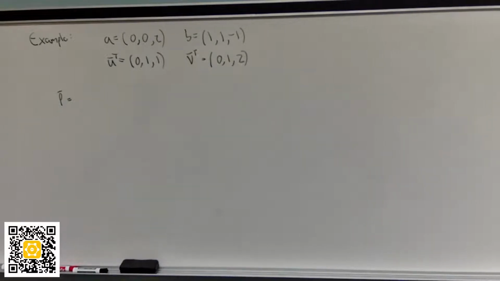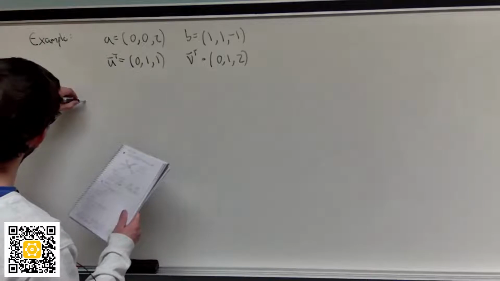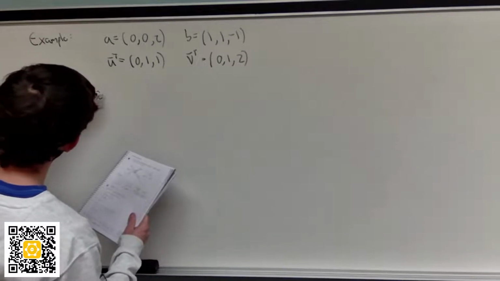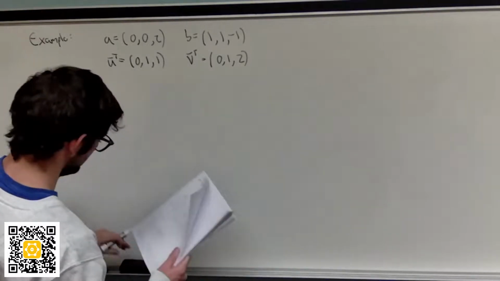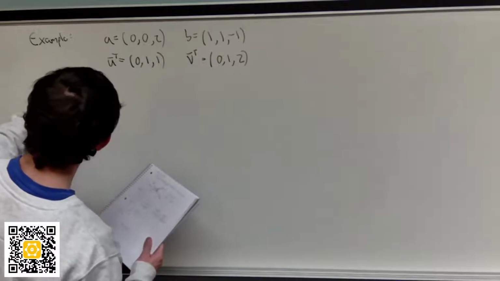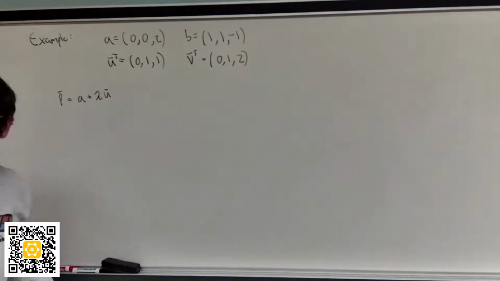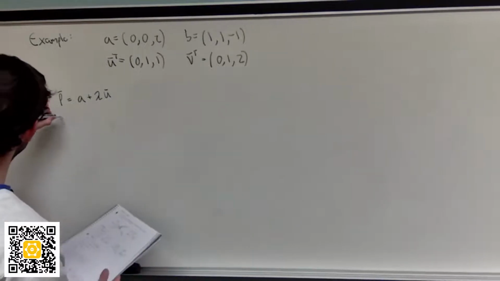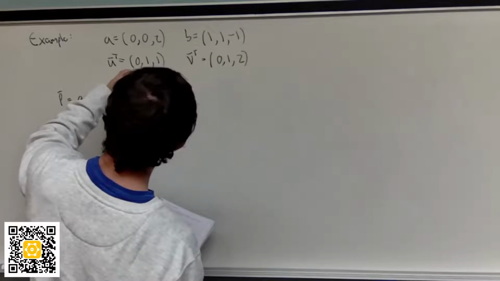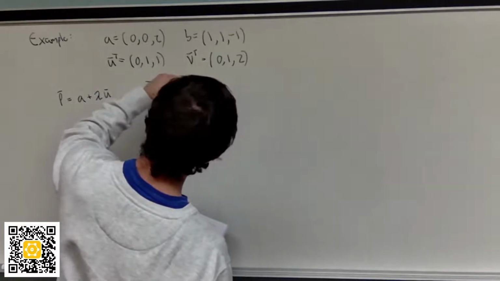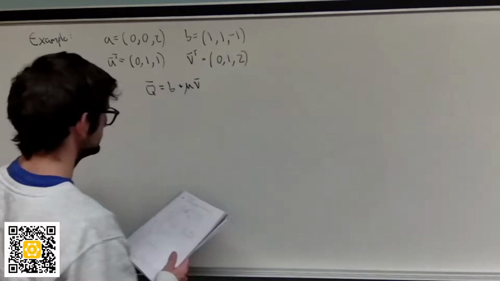Okay. P is A plus lambda U. And he's 100% correct. All right, Alex, you want to give me Q? Yeah, it's B plus mu times the vector, which is V, I guess, in this case. Exactly. Cool.